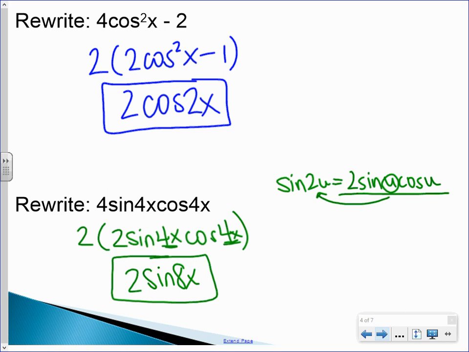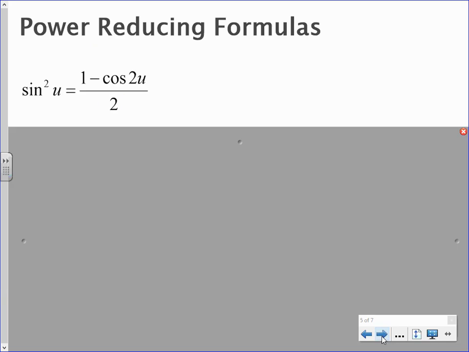We also have another set of formulas, the power reducing formulas. These are interesting. Essentially, if you have a sine squared, cosine squared, or tangent squared that is not helpful, we can reduce the power. Like I can't do anything with sine squared. I need it to be a function with a power of 1 instead.